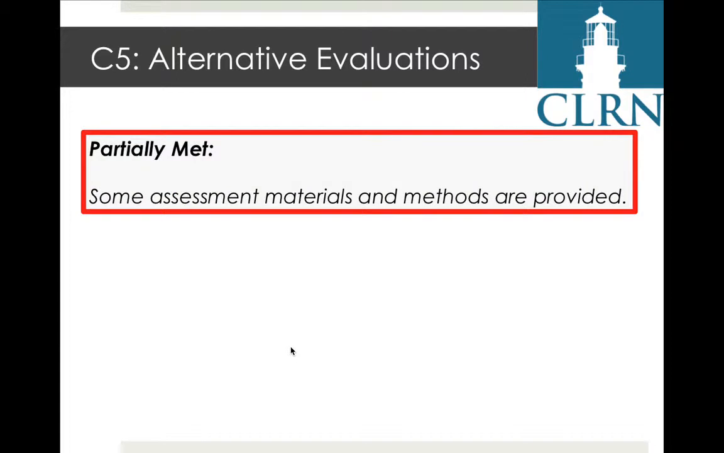The key to Standard C5 is to determine whether there were any alternative or supplemental assessment materials. Using both your experiences taking the course and the publisher's supplied evidence, determine whether there were a variety of extra materials and methods. If there are, the standard is fully met. If not, your suggested partially met comment is some assessment materials and methods are provided.